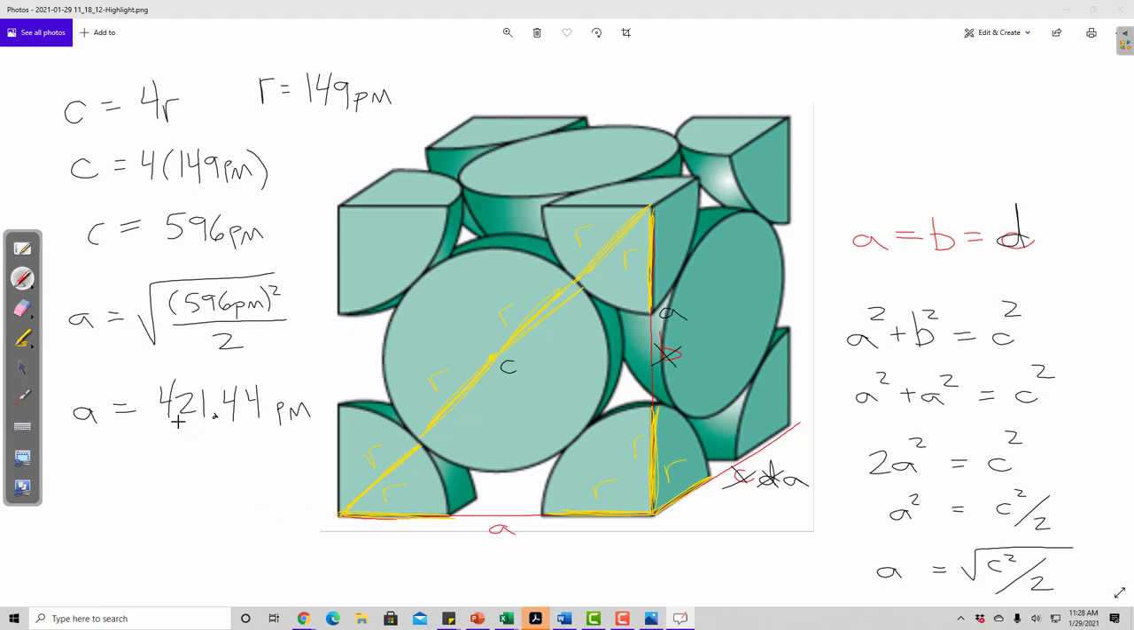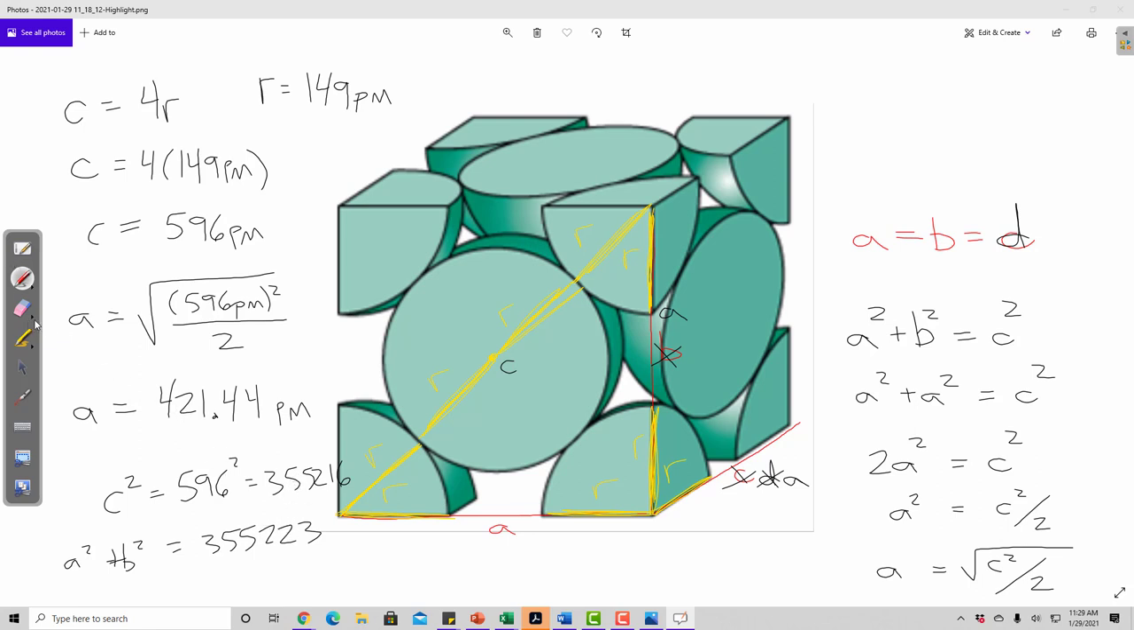So we can check to make sure this is true, because I know what the length of C is. And so I know that C squared, 596 squared, and then we have 421.44 squared times 2. So A squared plus B squared equals 355223. So I did a little bit of rounding there. But you can see that these are pretty close.